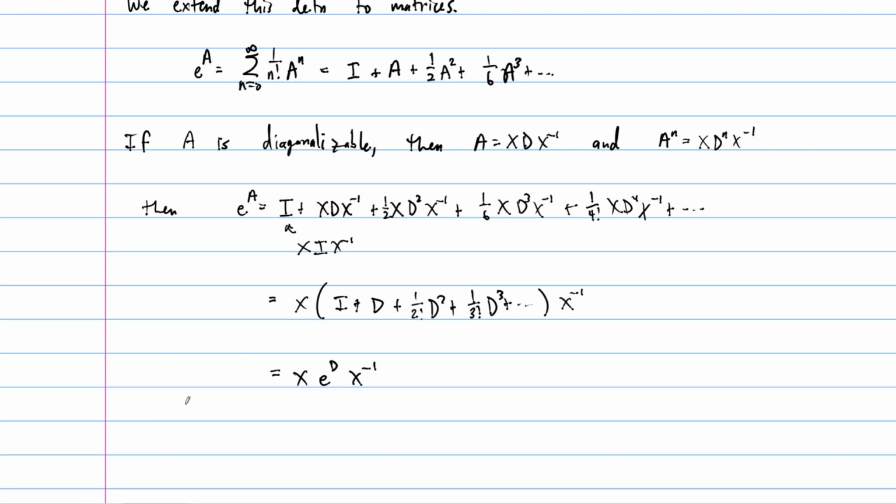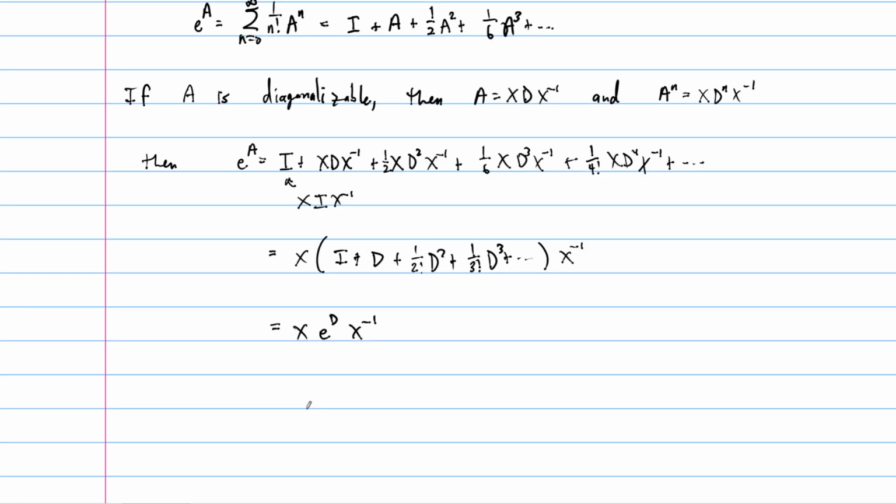All right. It's going to be an exercise, but a recommended exercise for now, that because D is diagonal itself, e to the D is the matrix whose entries are e to the d11, e to the d22 along the diagonal, down to e to the dnn, with zeros everywhere else.